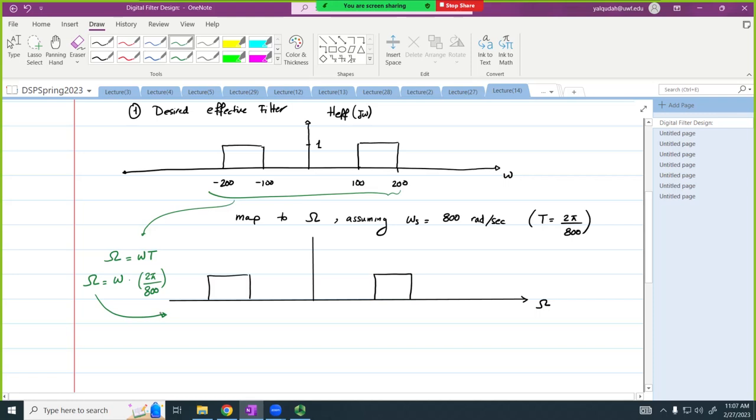Together? So we're going to come to this frequency. This is 100 multiplied by 2 pi over 800, which is going to give me pi over 4. So this frequency has to equal pi over 4. The other frequency is 200 multiplied by 2 pi over 800, which is going to give me pi over 2. And the same thing here, negative pi over 4, negative pi over 2. And this is going to be H of e to the j omega.